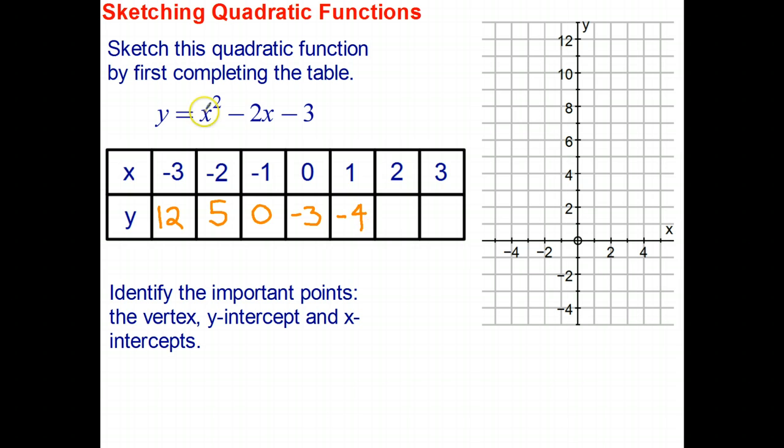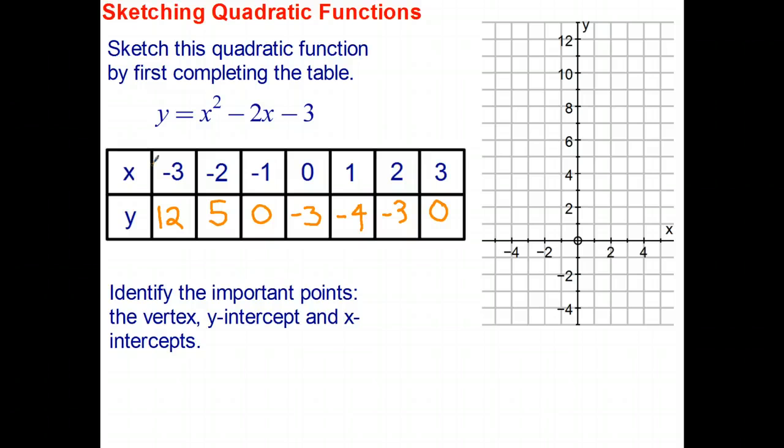When x equals 2, 2 squared is 4. Minus 4 is 0. 0 subtract 3 is negative 3. And 3 squared is 9. 9 minus 6 is 3. 3 minus 3 is 0. So I did the last few in my head. So starting with the equation, we make a table of values. Usually about 7 is sufficient for drawing a quadratic. Sometimes even 5 is enough.